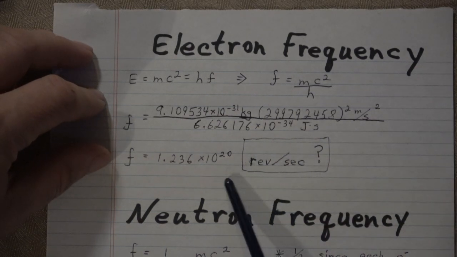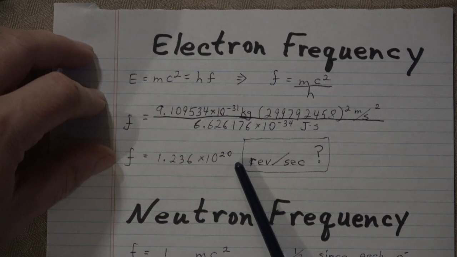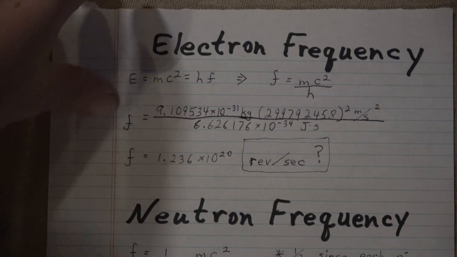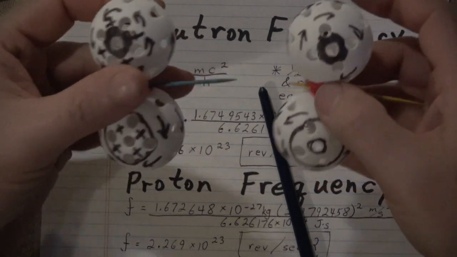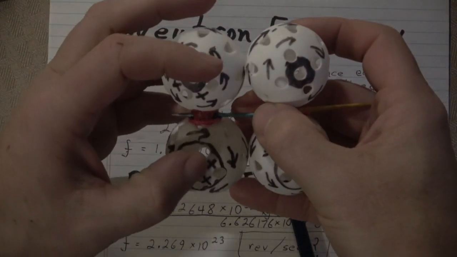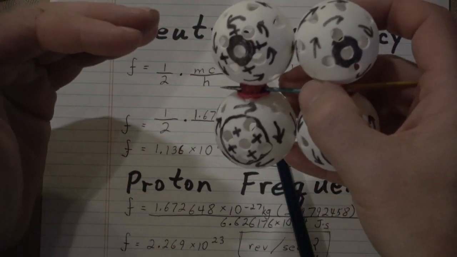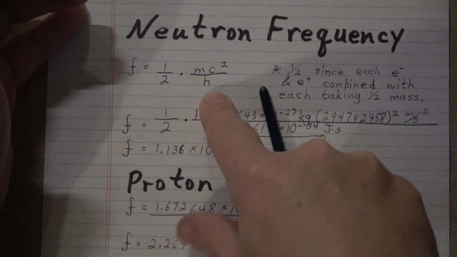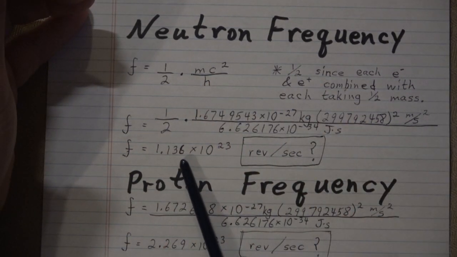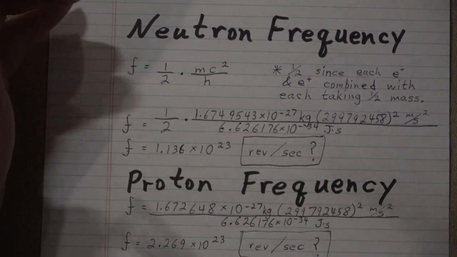There are a lot of different ways to get the diameter of an electron, and we don't have any observations of that electron frequency yet. If we know the frequency of the center of it and the speed of the center of it, we know the diameter of it. Those three go hand in hand. For the neutron, we have two systems, so the mass is divided between both systems. Therefore, the diameter of these two systems is going to be divided by 2. It would be 1/2 times mass times speed of light over Planck's constant, and I'm getting 1.136 times 10 to the 23rd revolutions per second.